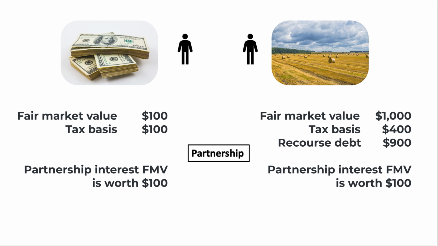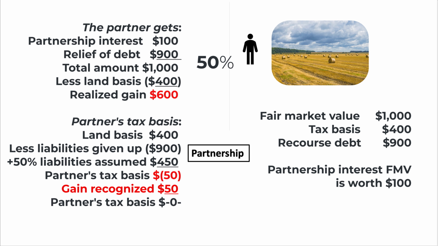But let's change the facts and make the liability on the land $900 rather than $300. Now partner 2 is only contributing value of $100 for a $100 valued partnership interest. To match partner 2, partner 1 only contributes $100 of cash. Partner 2 still ends up with a $600 realized gain, but his tax basis is different than it was in the first example.